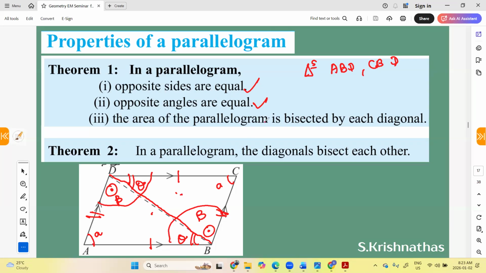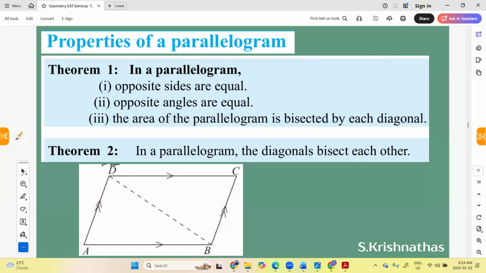So we have to draw the other diagonal, then we can prove that the diagonals also bisect the triangles. Now, theorem 2 in this parallelogram. In the proof, we can use the axioms and the previous proof. We have to build another relationship.